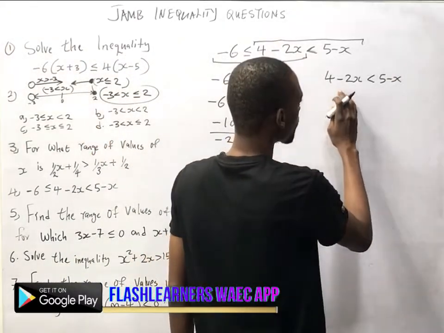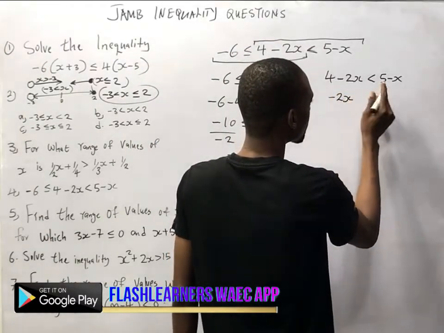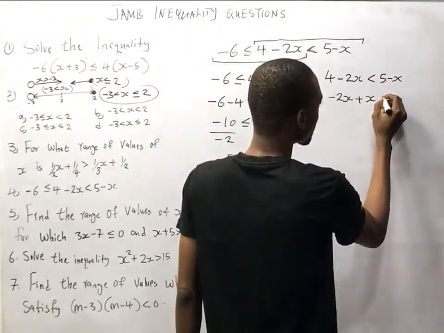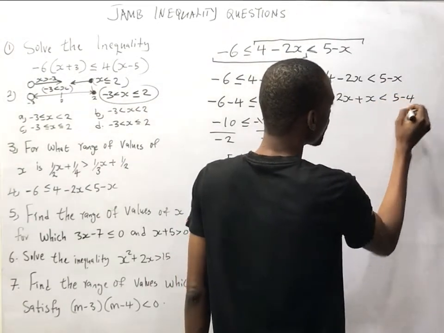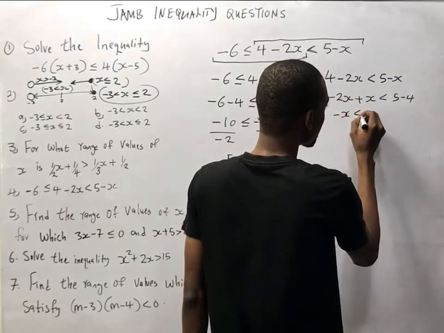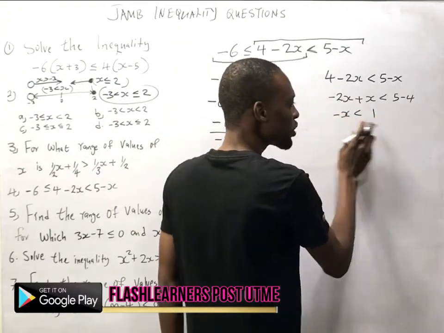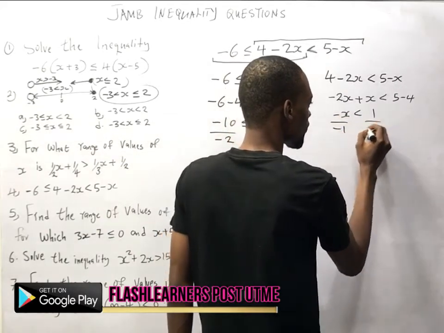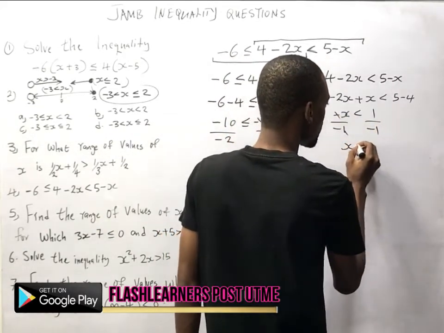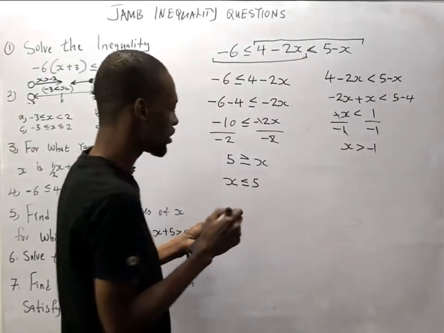For this, collecting like terms, minus 2s plus s is lesser than 5 minus 4. Minus s is lesser than 1. Dividing both sides by minus 1, s is greater than minus 1. So this is the solution to this inequality.